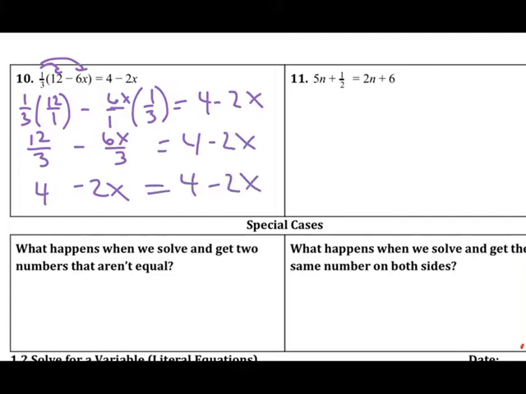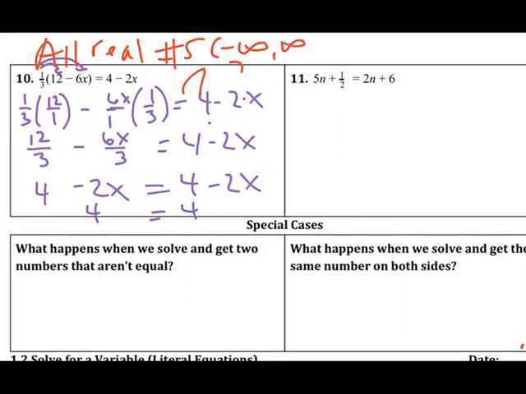Now I'm going to add 2x to both sides. That's going to give me just 4 over here, and that's going to give me just 4 over here. Wait a second. What's going on? All of our variables went away. What did I ask myself last time? When all the variables go away, I always ask myself the question, is what's left true or false? Well, here, this is true. 4 does equal 4.